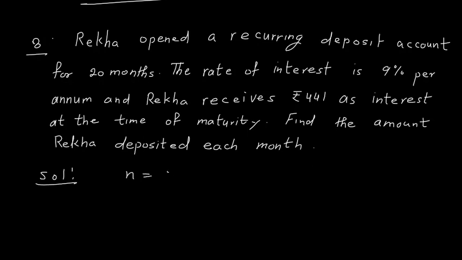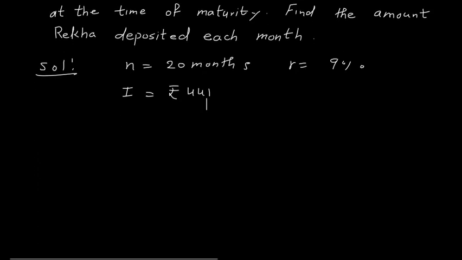N we know, it is 20 months. Then R we know, it is 9%. And I we know, I is equal to rupees 441. Find the amount Rekha deposited. So, okay, no problem. P is unknown. Let us apply the formula.